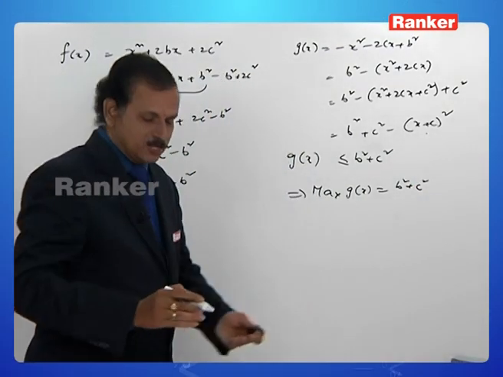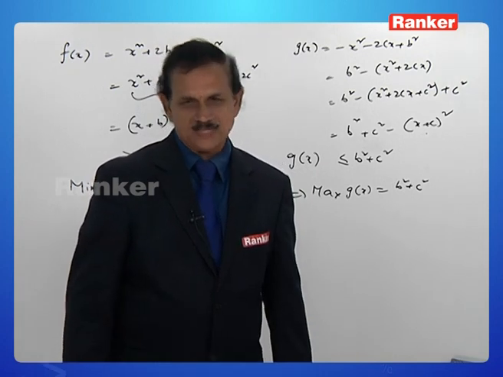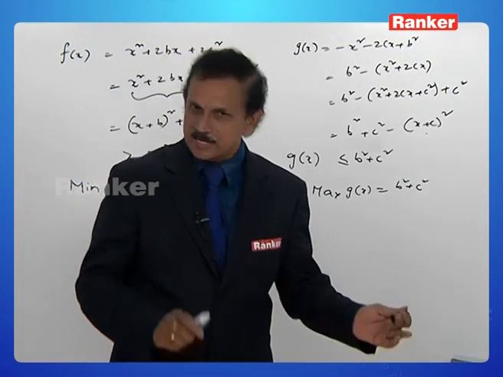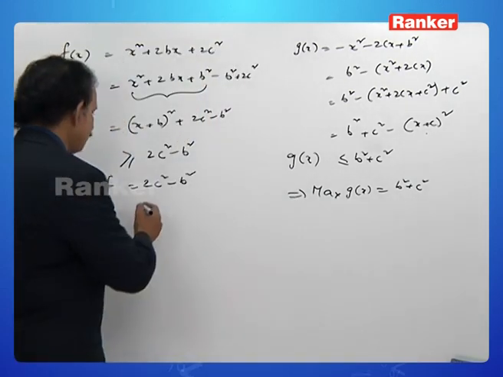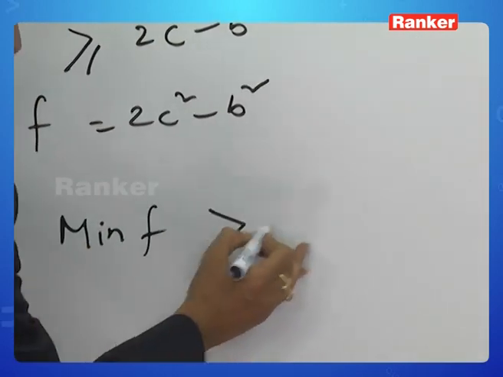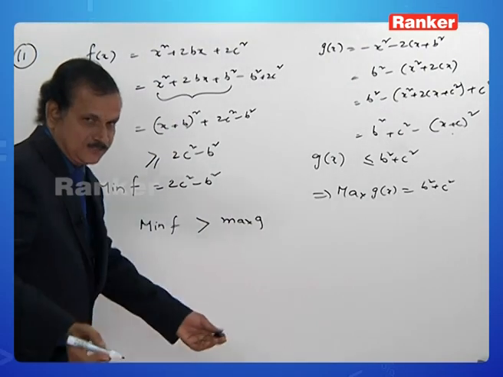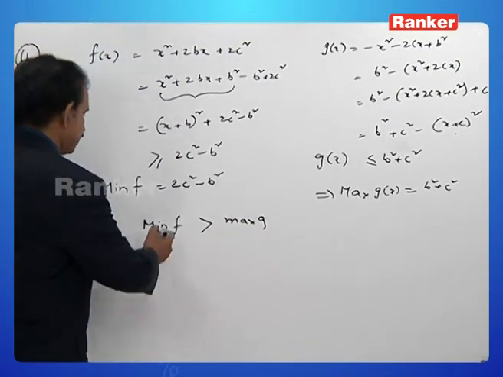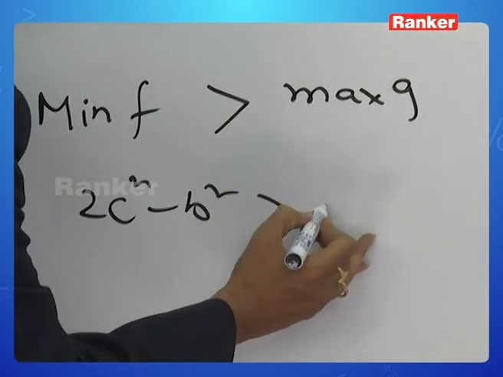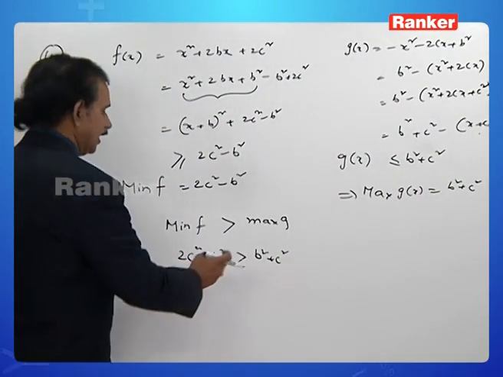Let us now think of the actual thing given in the data. He has said that minimum of f of x is greater than maximum of g of x. Let us now make use of that. What is minimum of f? 2c square minus b square is greater than b square plus c square.